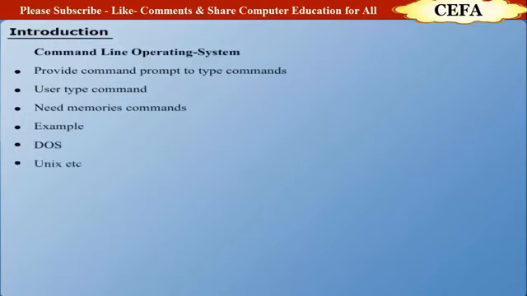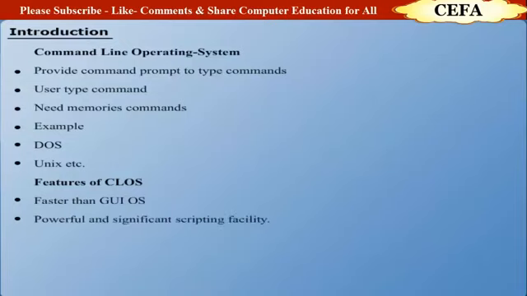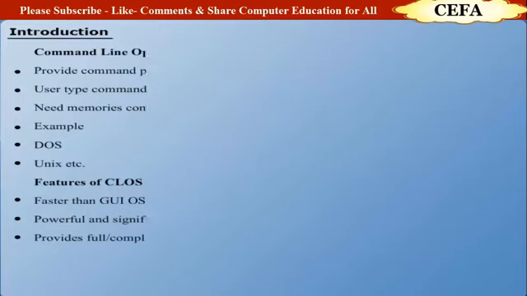The features of command line operating system, CLOS, may include: it is faster than GUI operating system. It provides a powerful and significant scripting facility. It provides full, complete access to computer resources. There are also some drawbacks of the command line operating system, such as: it is not very easy to learn, it is not very simple to use. Few command line operating systems provide the facility of multitasking.